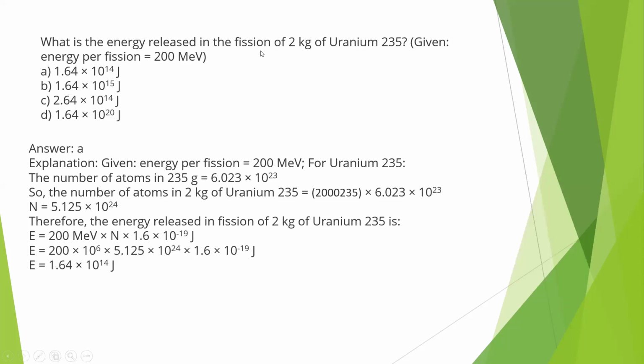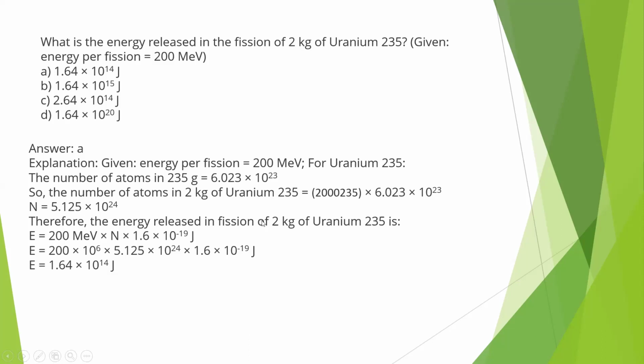What is the energy released in the fission of 2 kilogram of uranium-235? Given energy per fission is equal to 200 mega electron volt. For uranium-235, the number of atoms in 235 g is 6.023 into 10 to the power 23. So the number of atoms in 2 kg of uranium-235 is 2 into 10 to the power 3 by 235 into 6.023 into 10 to the power 23. So n is equal to 5.125 into 10 to the power 24.